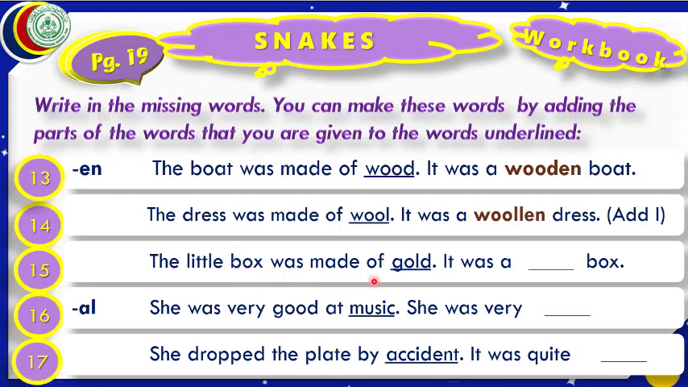The little box was made of gold. It was a golden box. Dear students, we shall add "al" at the end of the underlined word. She was very good at music. She was very musical. She dropped the plate by accident. It was quite accidental.